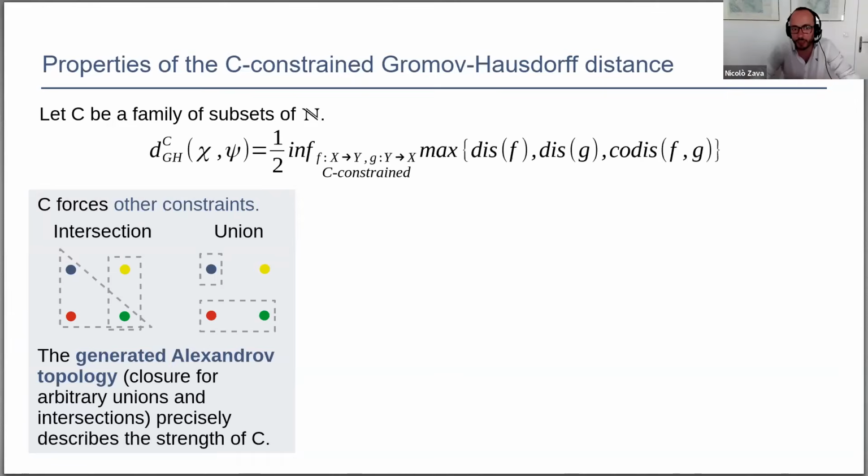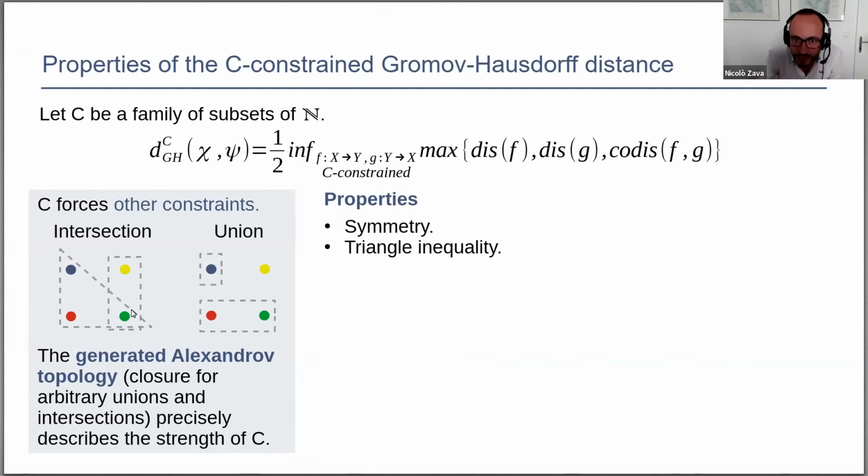So you can actually prove that the generated Alexandrov topology, which is the closure under arbitrary unions and intersections of your set C, precisely describes the strength of your constraint set C. Just a quick mention, and some more properties. Let's start with basic ones. Symmetry and the triangle inequality. We have them. Almost everything is for free because we have it for the Gromov-Hausdorff distance.